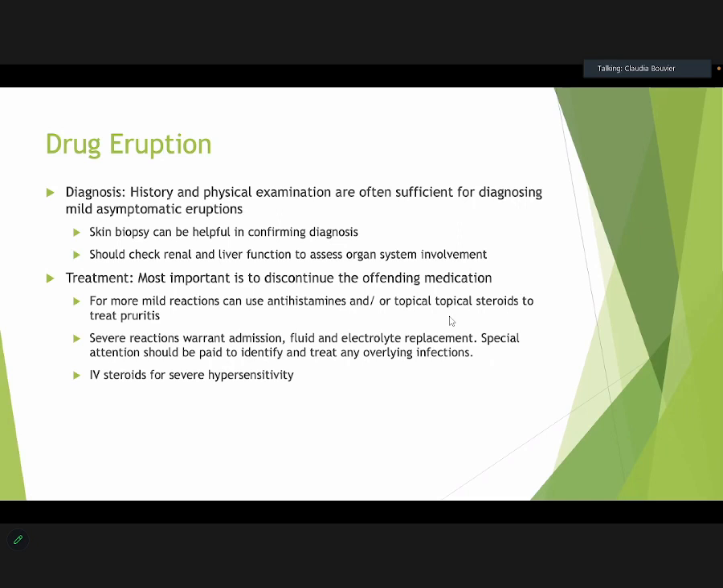If the patient's reaction is severe, so over a huge amount of their body, if there's involvement of their mucous membranes, if they have any abnormal labs, if it's limiting their ability to eat or drink, then those patients may end up needing to be admitted. But usually these ones you can treat and they can go home. And then if you're admitting them, you can also use IV steroids, something to really hit them.